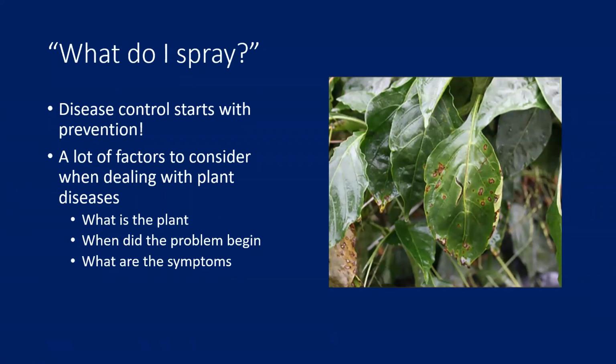First of all, what plant are we looking at? How does it normally grow? What does it normally look like? When did the problem begin? Has it been going on all season? Did it just crop up yesterday? And then what are the symptoms? Are we seeing spots? Are we seeing dieback? Are we seeing collapse? These are all questions we have to take into consideration before we can figure out what's really going on.